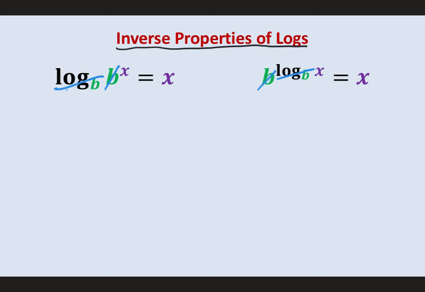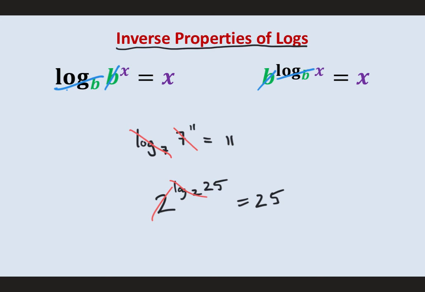So just a trivial little example made up. The log base 7 of 7 to the 11 will equal 11, right? The log base 7 and the exponential base 7 get rid of each other and leave just 11. Or another way you could see this is you could see it something like 2 to the log base 2 of 25 will equal just 25. The exponential base 2 and the log base 2 are inverses. They undo each other, leaving us with just that 25 that was there.